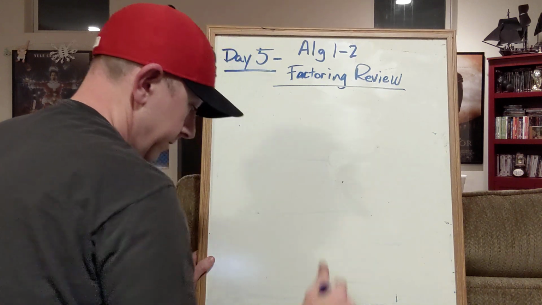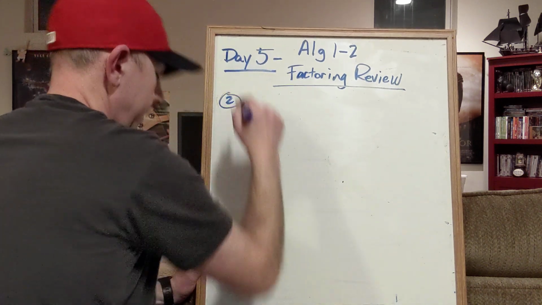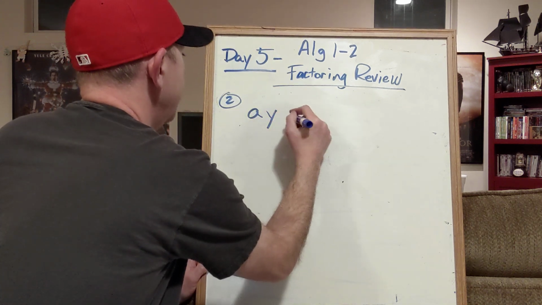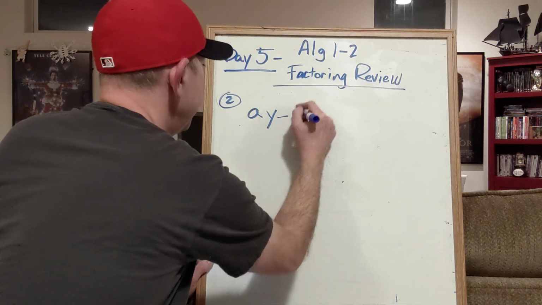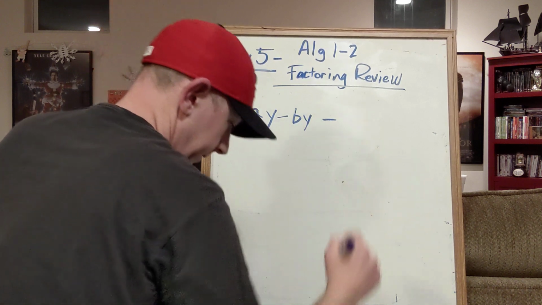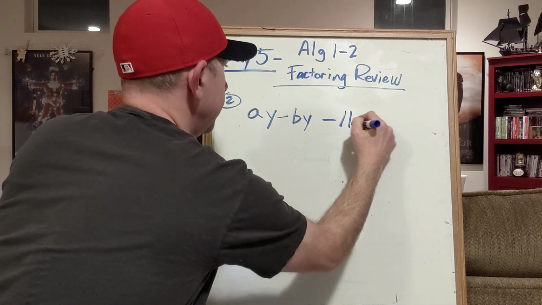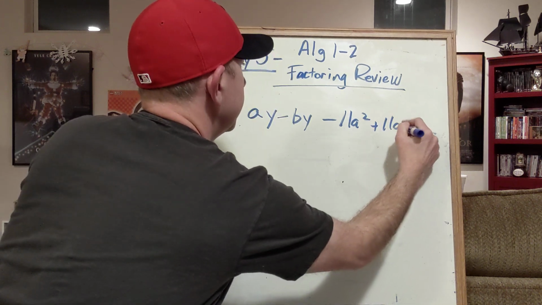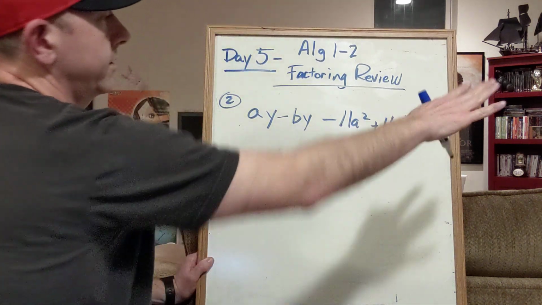So moving right along, we've got number 2. This time we're going to go factor by grouping, and I made this one a little bit different. AY minus BY minus 11A squared plus 11AB. All right, so there's 4 terms.